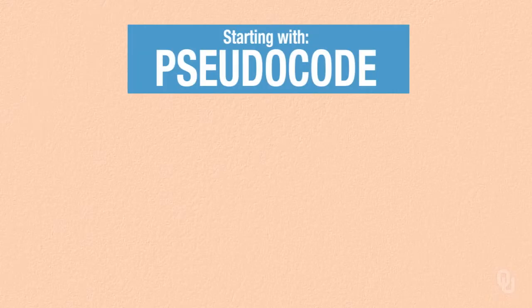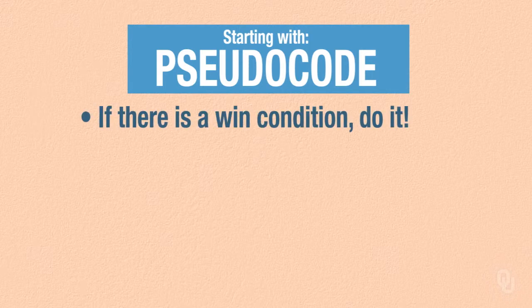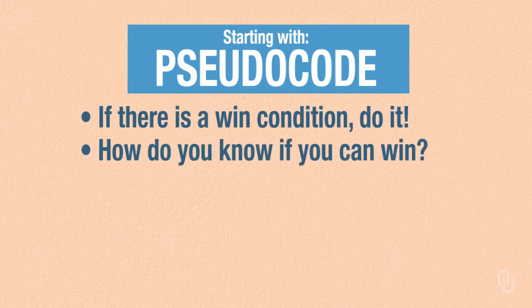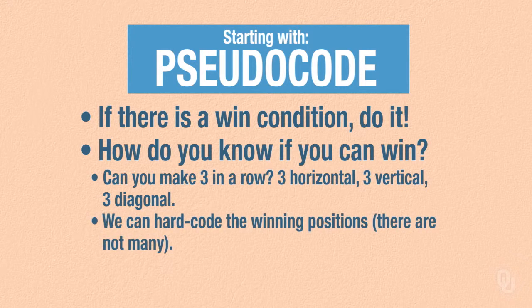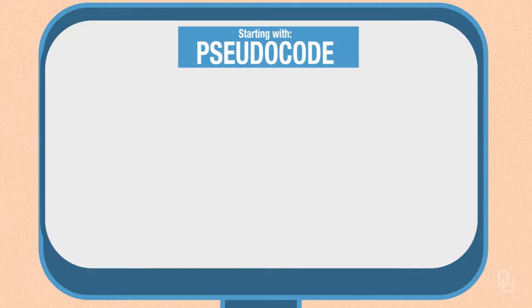So to start with pseudocode, let's start with the very first one, which was, if you can win, do it. How do you know if you can win in a tic-tac-toe board? Well, the way you can do that is if there's 3 in a row, that is any one of the rows, or 3 in a column, or 3 diagonal. And we could hard code the winning positions just to see if there is a winning position on the board, and that's fine. But in order to check to see if you can win, that is, that you're 1 away from a winning position, we're going to write a little bit more of a general function, and we're going to talk about that now. So let's focus on that function.